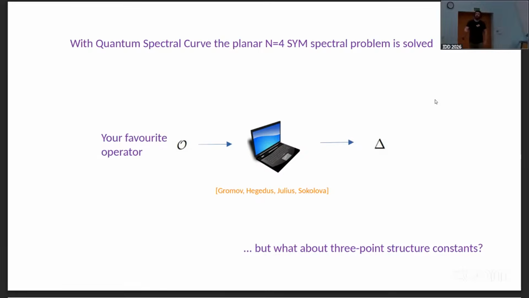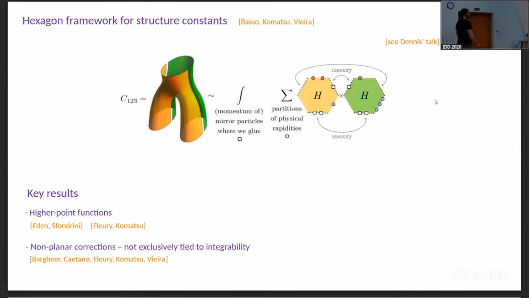For three-point structure constants, as Dennis gave a very nice overview of on Monday, there is the hexagon formalism. The hexagon formalism involves taking your three-point function as a pair of pants, cutting it into two hexagons, and then doing a couple of manipulations to these two hexagons. I won't go into many precise details about this, but this formalism is very powerful. It's not just limited to three-point functions. It has also been developed for higher-point functions. And quite remarkably, it's not even strictly related to integrability. You can also study non-planar corrections to correlators using this hexagon framework.